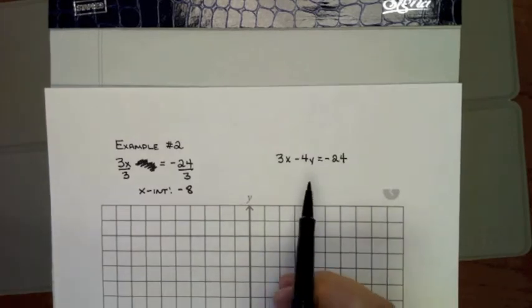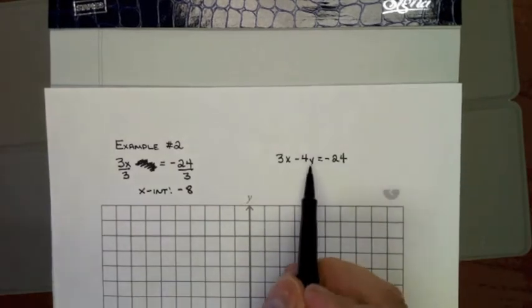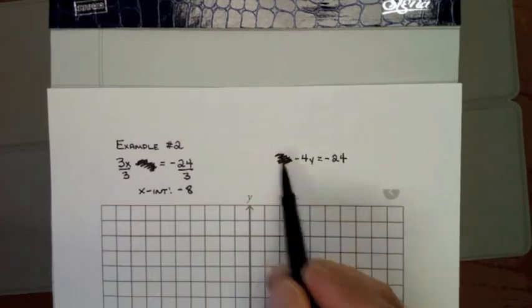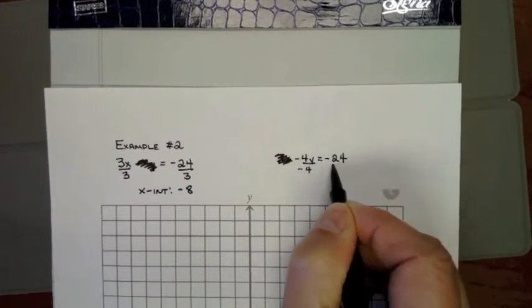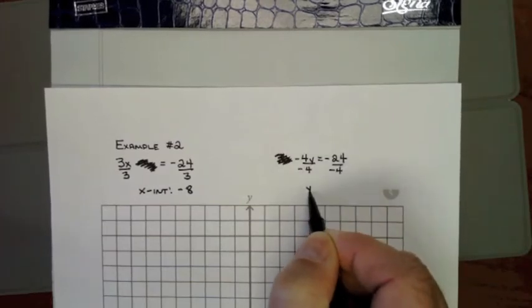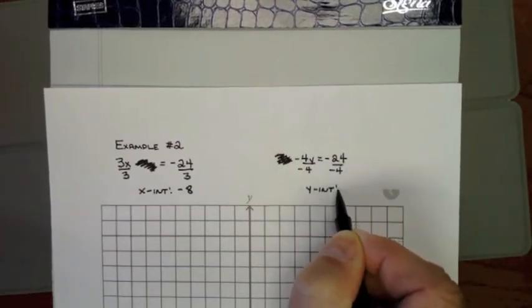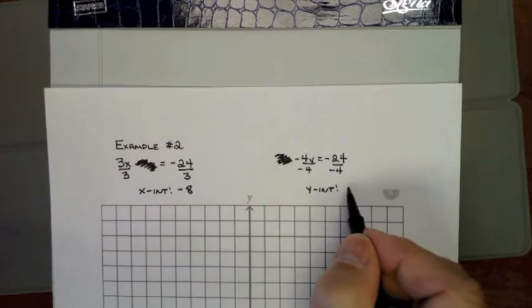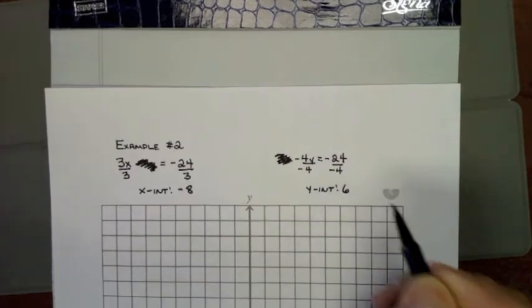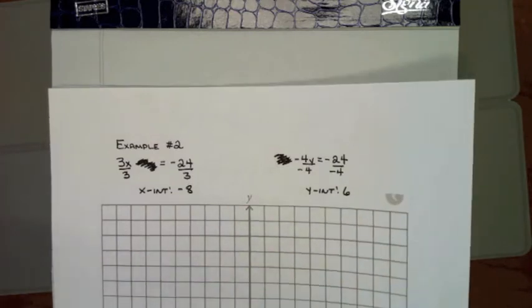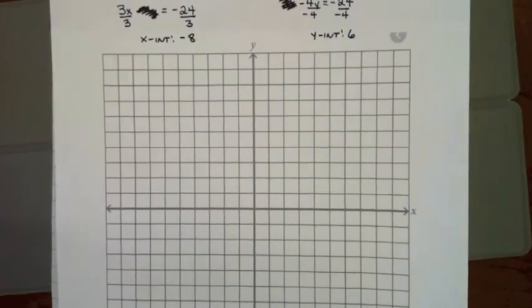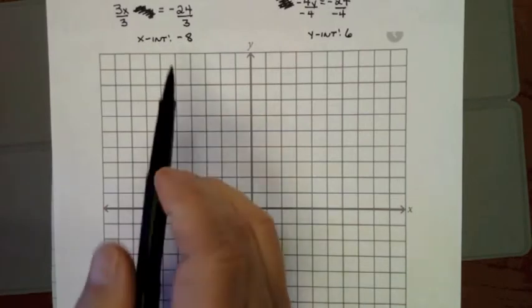I'm going to find the Y-intercept. If I'm going to find the Y-intercept, I don't need the X. I'm going to solve this little equation right here, divide both sides by -4. The Y-intercept, negative divided by negative, is a positive. 24 divided by 4 is 6. So I've got my two pieces of information to graph this. I've got my X-intercept. My X-intercept is -8.